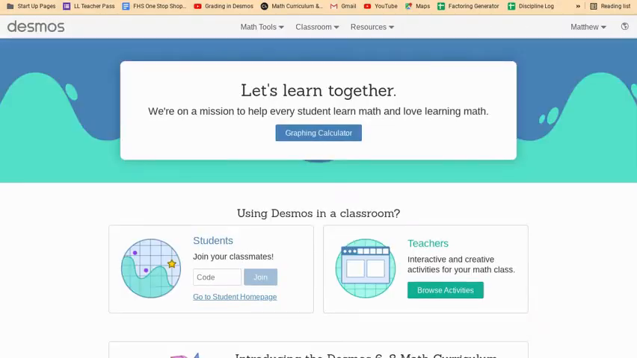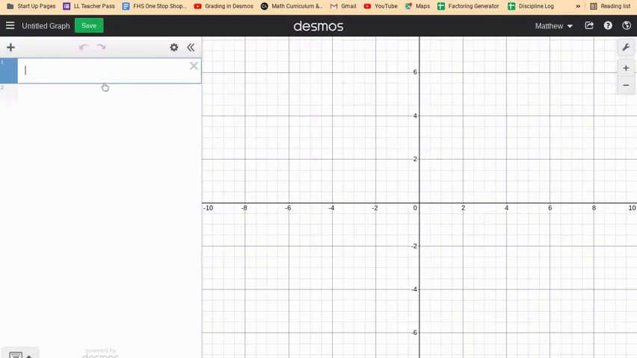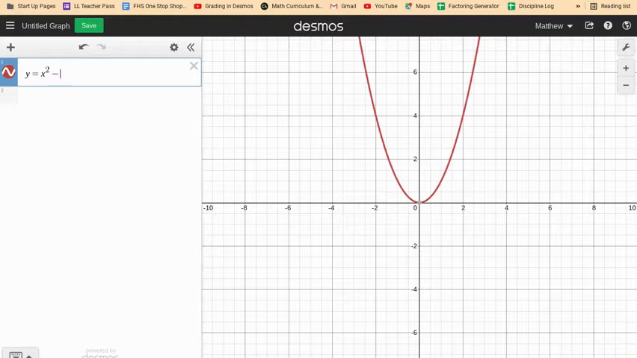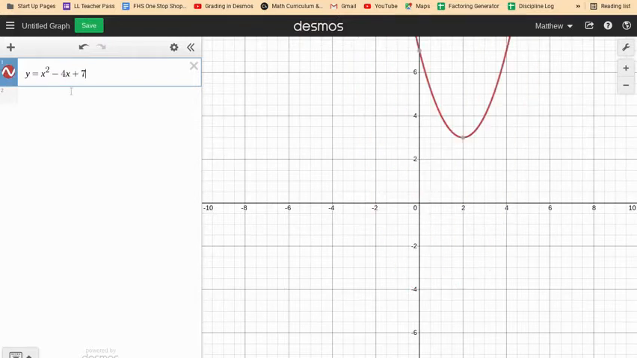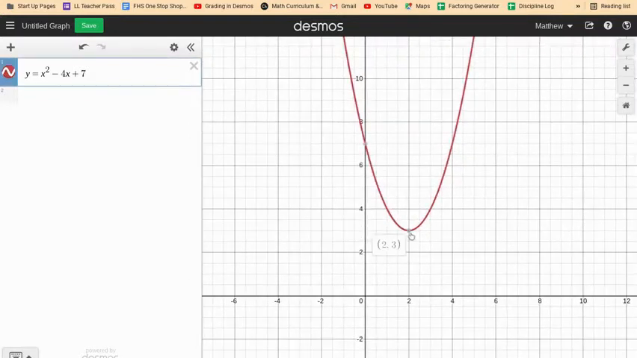Okay, so that equation was y equals x squared minus 4x plus 7. Okay, and so what I'm going to do is grab a few points. Obviously, that's the vertex, and that's another nice, neat point. So I have 2 points, and I'll show you what's special about this.